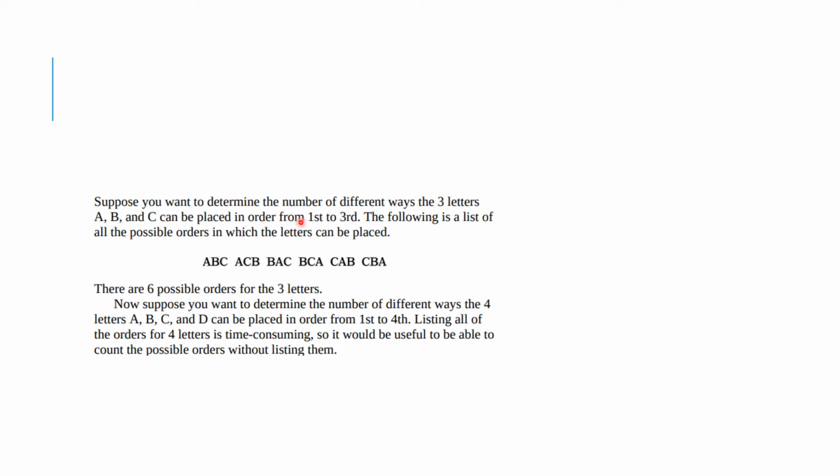Suppose you want to determine the number of different ways the three letters A, B, and C can be placed in order from first to third. The following is a list of all the possible orders in which the letters can be placed: ABC, ACB, BAC, BCA, CAB, CBA. There are 6 possible orders for the three letters.